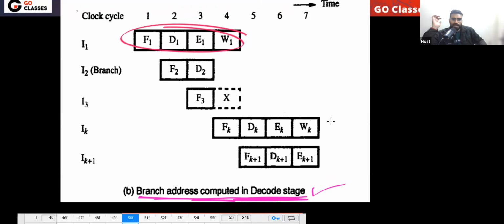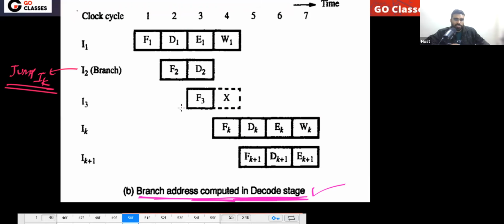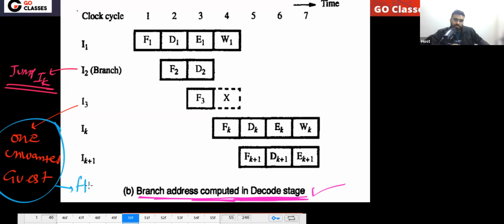You have a 4-stage pipeline. This is your jump IK. So you can notice that if you are in the decode stage, if you are finding where to go, then only one unwanted guest will come. This is the unwanted guest. Only 1 unwanted guest. So of course we will flush it. That unwanted guest we want to flush. This is the mechanism actually. The solution is flush. Just flush it.